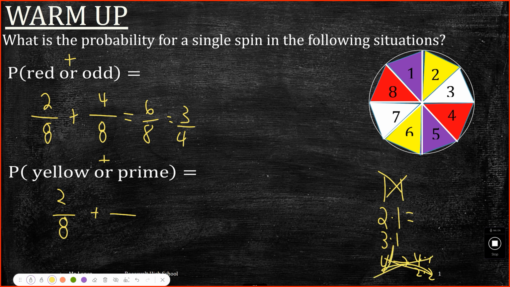All right, enough. So 1 is not, 2, yes, 3, yes, 4, no, 5, yes, 6, no, 7, yes, 8, no. So 4 out of 8. Now, here's the question again. Is there a double count? Is there a yellow that is also prime? And the answer is yes. Which one is it? 2. Correct. So we're going to go minus 1/8.